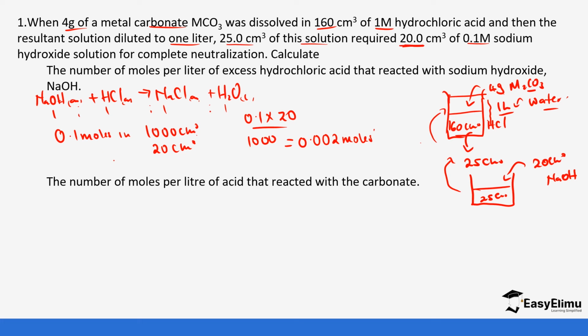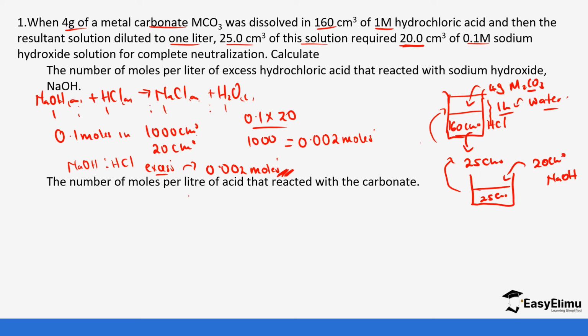So if you look at the mole ratio of sodium hydroxide to HCl, you'll notice that the excess acid that was used, the number of moles is also 0.02 moles. So the moles of acid that reacted with the sodium hydroxide are 0.002 moles. The next question is calculate the number of moles per liter of acid that reacted with the carbonate.